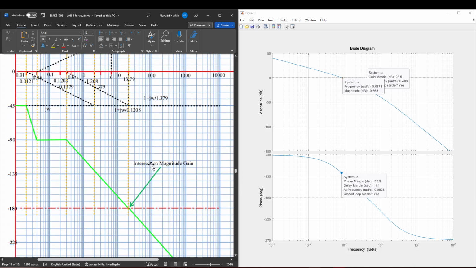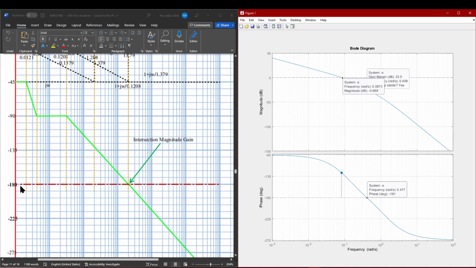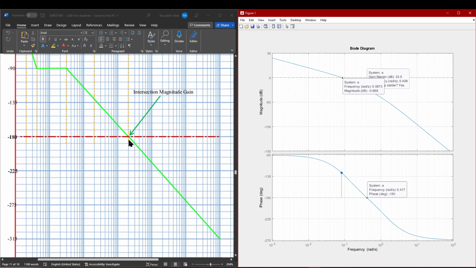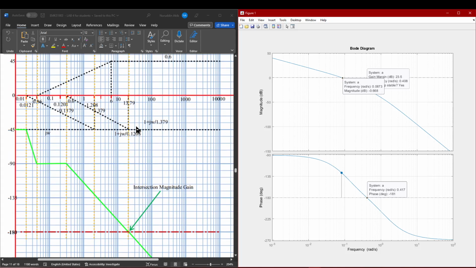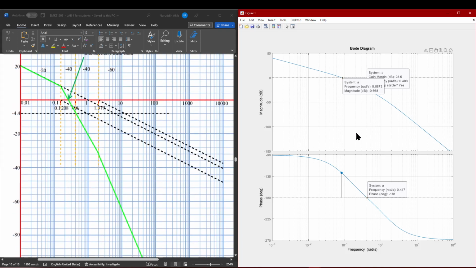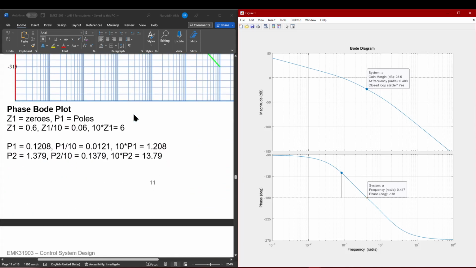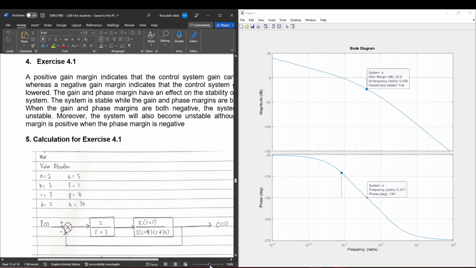But how do we get the intersection magnitude gain? As we can see in the simulation, the intersection is at negative 180, so we get the line here, so we draw the line, we get the intersection here and go up, and we get the same as this. Okay, that's all for procedure 3. So we go for procedure 4.